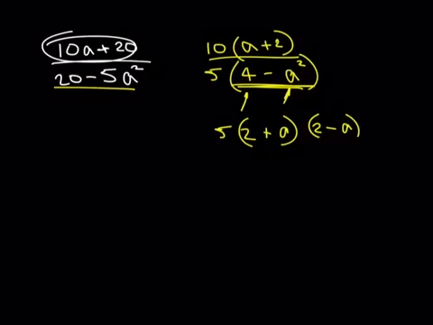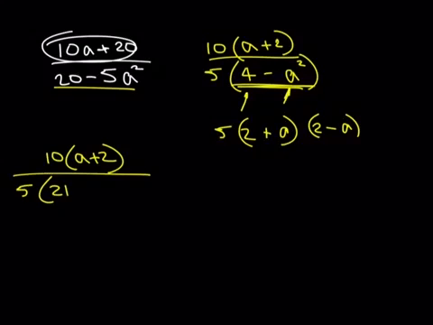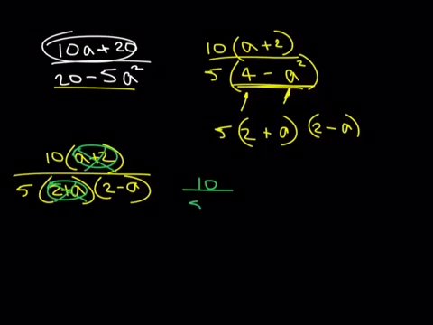Okay, so let's write what we have. 10 times a plus 2 on top, and on the bottom we have 5 times 2 plus a and 2 minus a. So what can we do? We have an a plus 2 and a 2 plus a. Those are the same thing, right? They're just in different order, but since they're addition, it doesn't matter. Leaving me with 10 over 5 times 2 minus a. 10 over 5 is the same as 2. So 10 over 5 is 2 on top over 2 minus a.